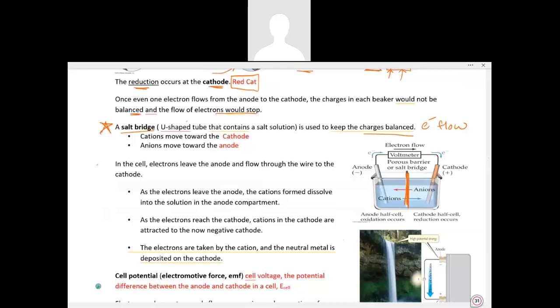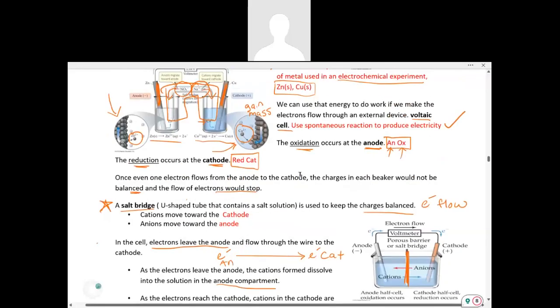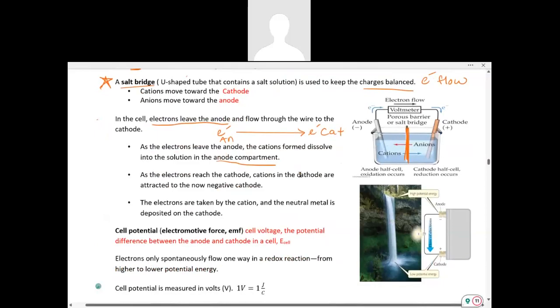So we should note the direction of flow. Electrons will leave the anode. So they'll leave the anode and they'll flow through a wire towards the cathode. So they start at the anode, they go to the cathode. The cations formed will dissolve in solution in the anode compartment at this point. So after electrons had left our zinc anode up above, we see now zinc cations in our solution.